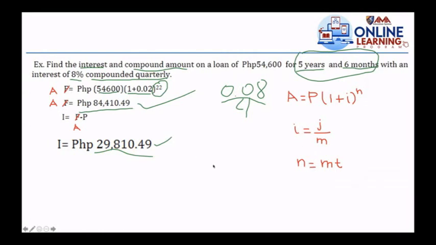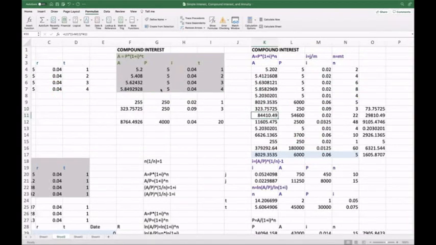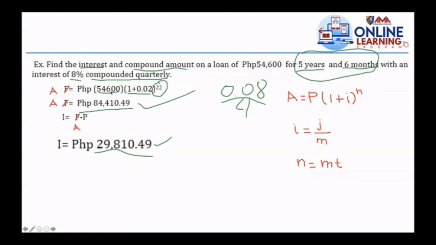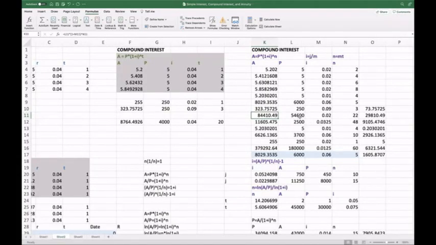So now, let's use the Excel file. Just substitute. The P is 54,600. The I is 0.02. The N is 22. That's how simple it is when you use the Excel file. So let's find out. Where is that? For 54,600. So there. You notice that, class? 54,600, 0.02, 22. The answer is the same.